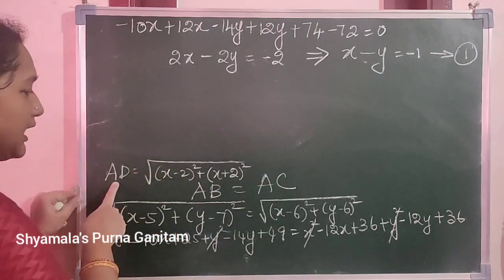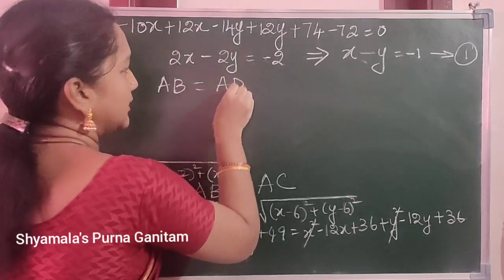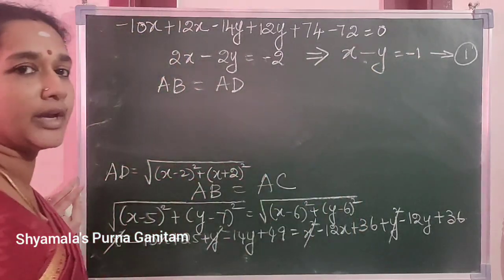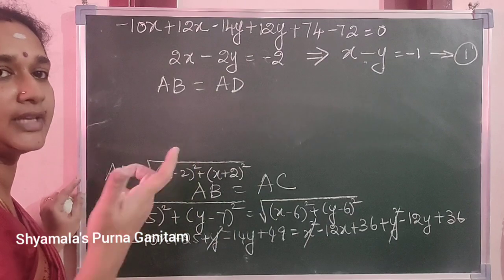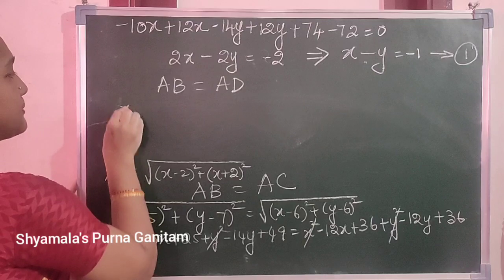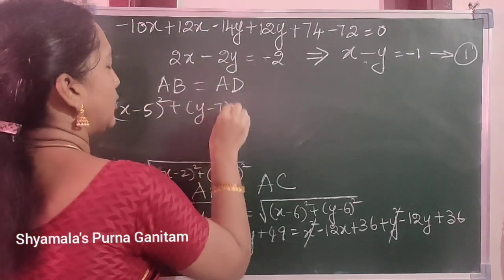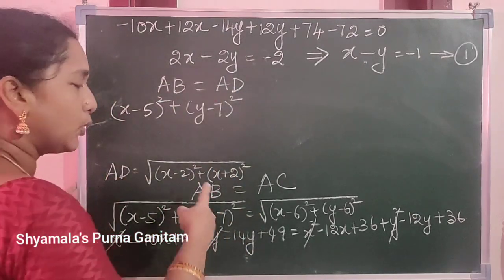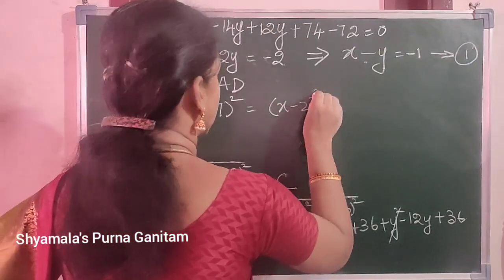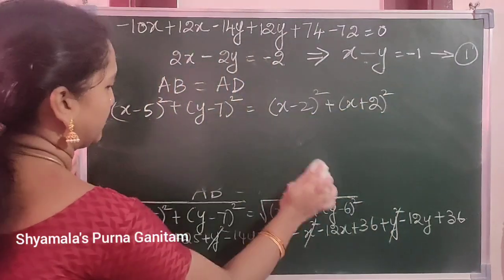Now I will take AB is equal to AD. When I simplify this, in the same way, I will get an equation with x and y variables. That has to be simplified and you will get the value for x and y. So AB value is (x minus 5) the whole square plus (y minus 7) the whole square. So I am taking the square and removing the root there itself, is equal to AD, which is (x minus 2) the whole square plus (y plus 2) the whole square. So this has to be simplified.